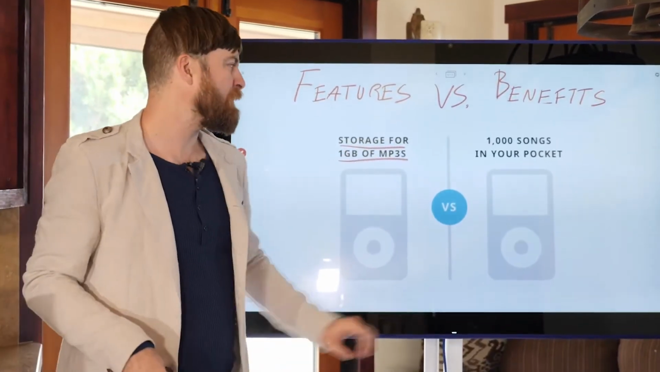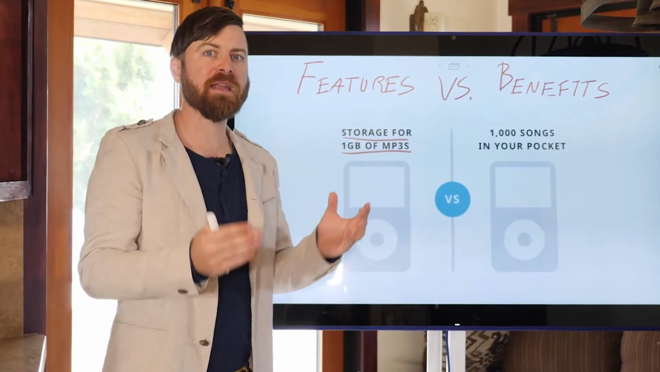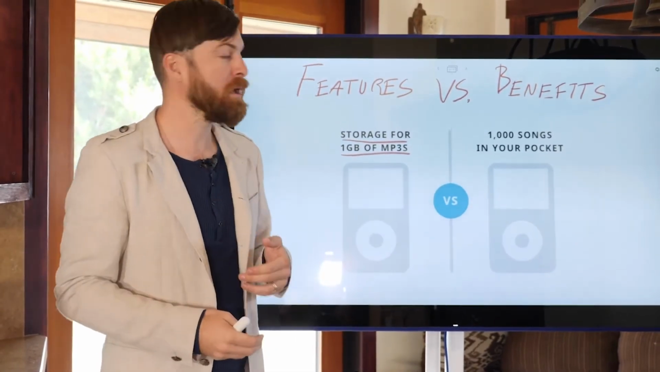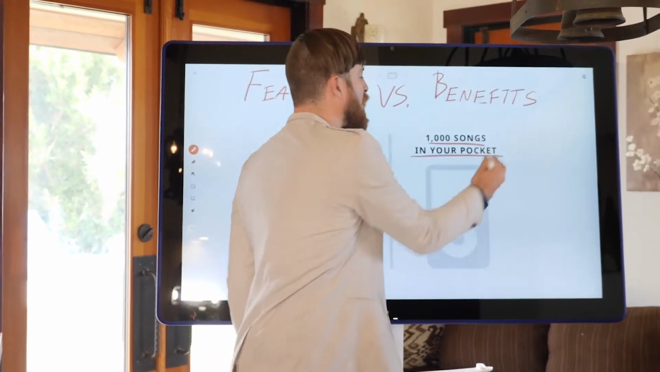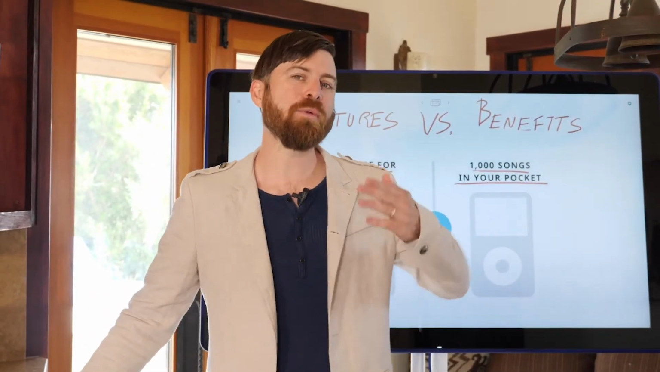Whereas Apple didn't talk about features. They didn't talk about it as rounded edges or a plexiglass screen. They talked about the benefit. They said 1,000 songs in your pocket. Bring your music anywhere you go.